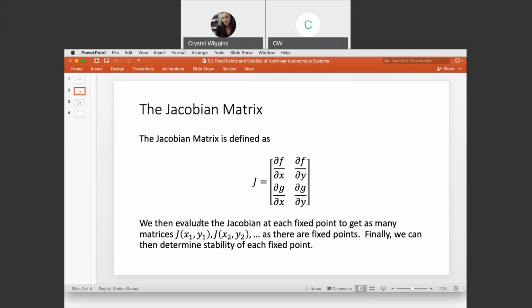So we evaluate the Jacobian at each fixed point to get as many matrices as there are fixed points, and finally we can then determine the stability of each fixed point. So we have to find the Jacobian first, and then we plug in each one of the fixed points in order to make decisions on the point stability.